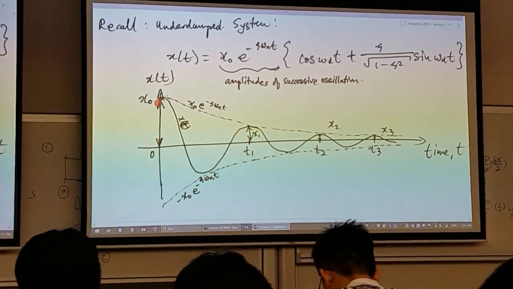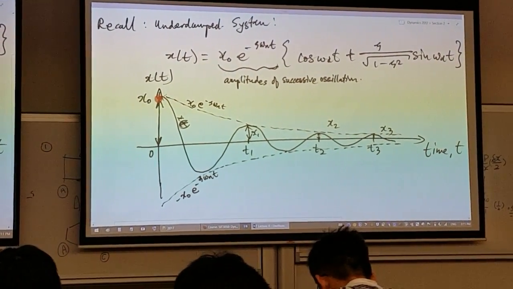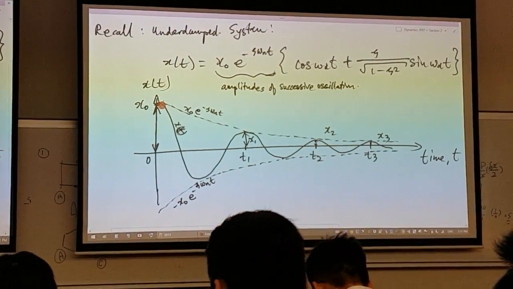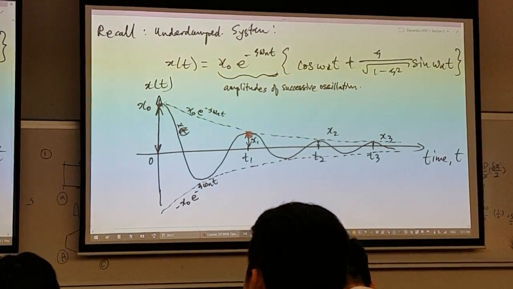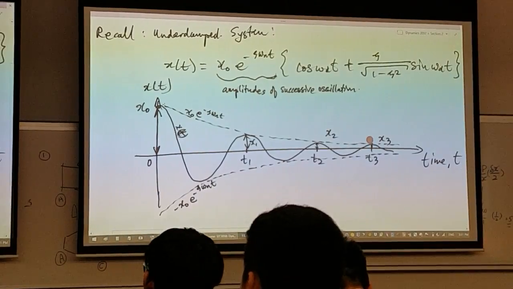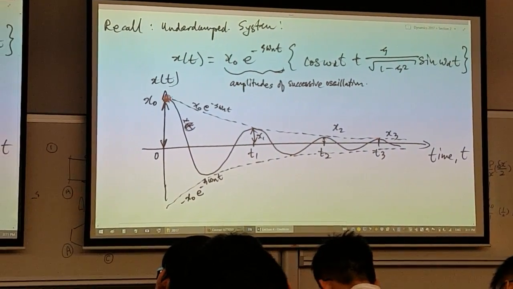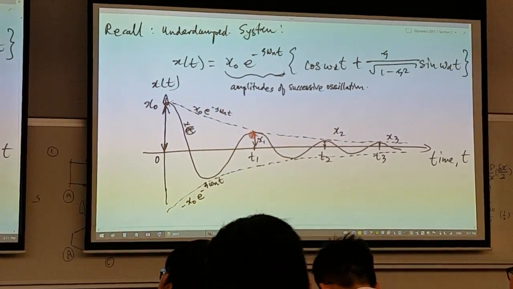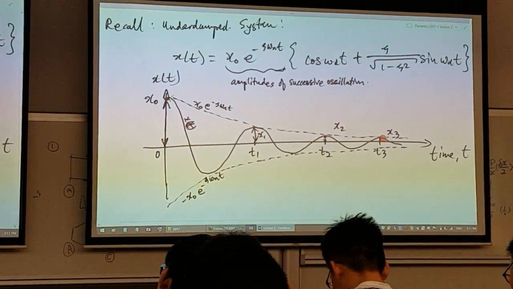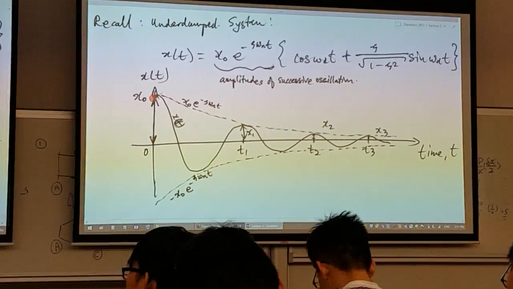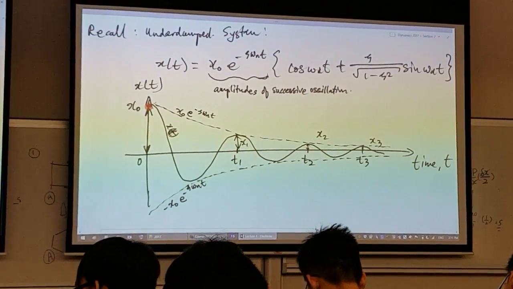So I kind of prefer to call this the zero peak, first peak, second peak, third peak in that way. Right. So some textbooks, they will call this first peak, second peak, third peak, fourth peak. I prefer to call this your zero peak.